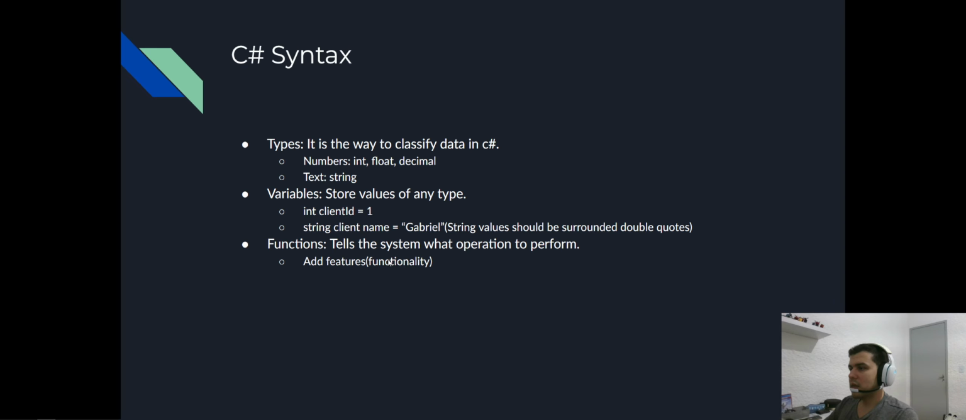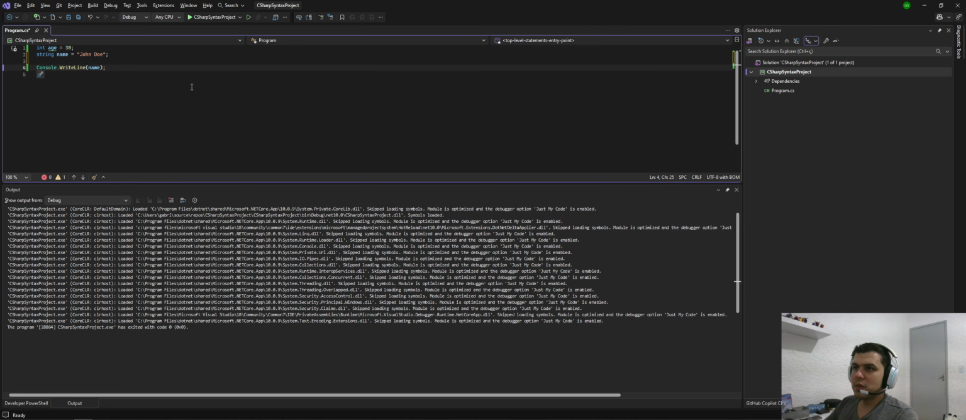Another thing that I would like to dig a little bit into with you guys: functions are a way that we tell the system what operation we want to perform. Functions are the famous word as features. So your software has features. The feature that we have here, we print things on the screen. So Console.WriteLine is a function. It's a feature that prints things on the screen.